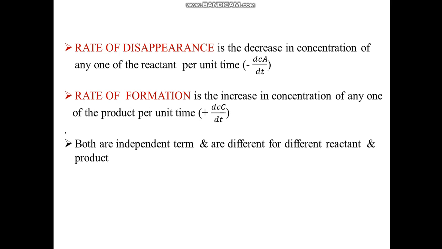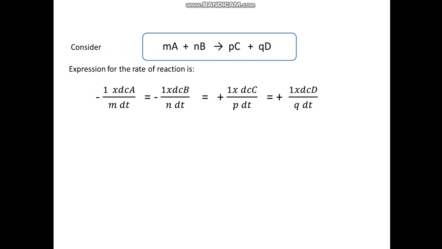Here both terms are independent and are different for different reactant and product substances. Consider the reaction Ma plus Nb, that means M molecules of A react with N molecules of B, giving Pc plus Qd, where M, N, P and Q are the number of moles of A, B, C and D respectively. Please remember and understand this.